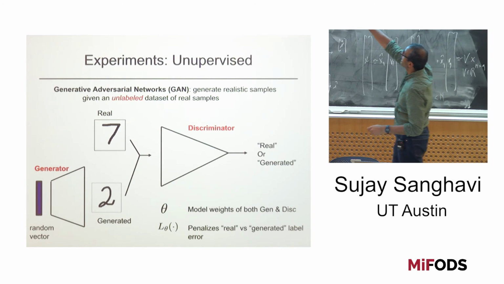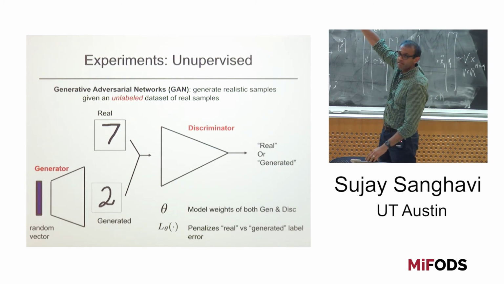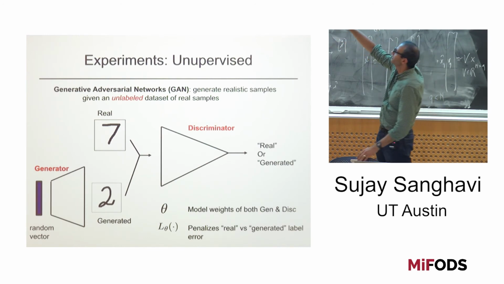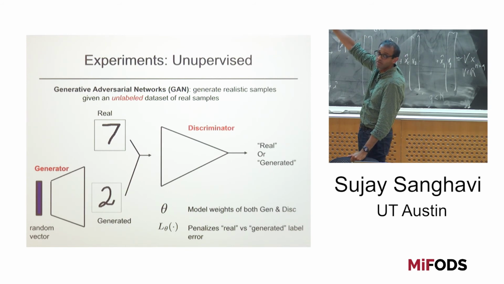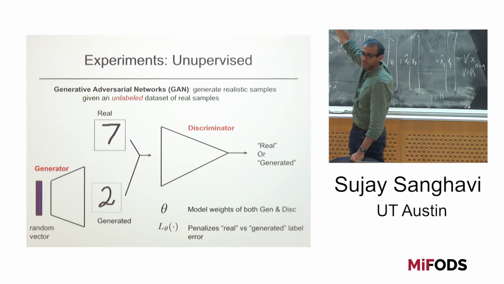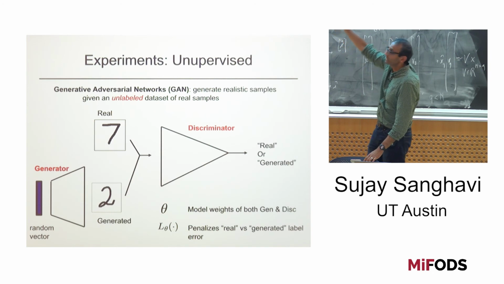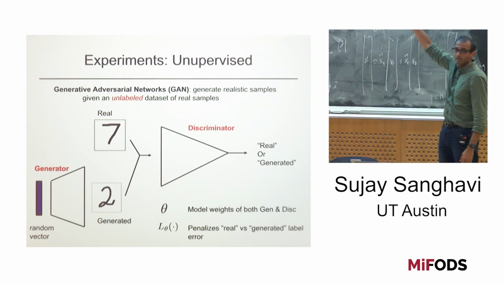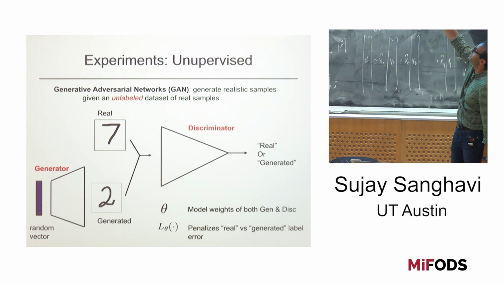So now what I do is I have two neural nets, right? And they are kind of adversaries of each other. The first one is the generator network, which takes a random vector and maps it to some image. And then there is a discriminator network, which takes in an image and does a binary classification of was this real or was it generated.